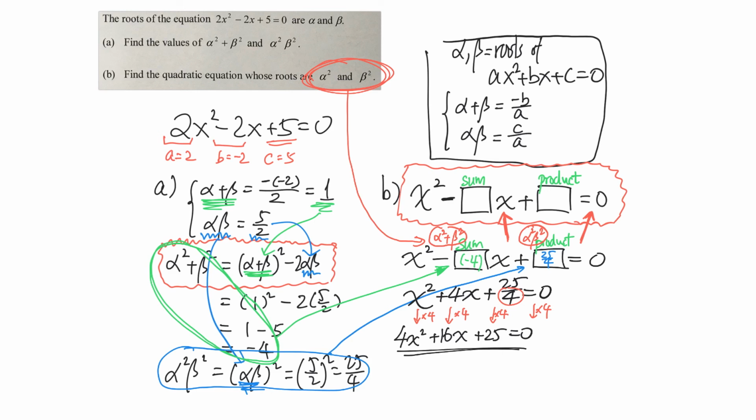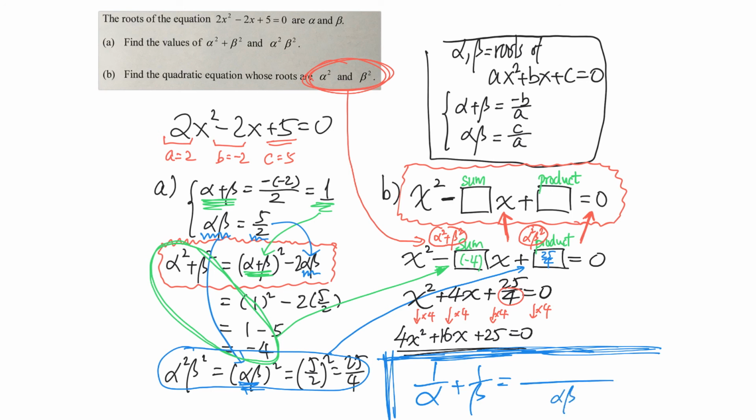So one more thing to remind you, if you want to calculate 1 over alpha plus 1 over beta, now we need to have the common denominator, which is alpha beta, and then the numerator is actually beta plus alpha. So you can substitute the alpha plus beta on top here for the numerator, and alpha beta at the bottom, which is the denominator, to get the answer.